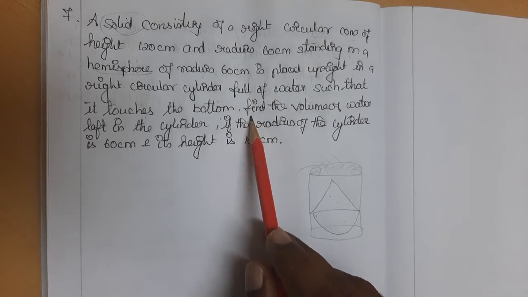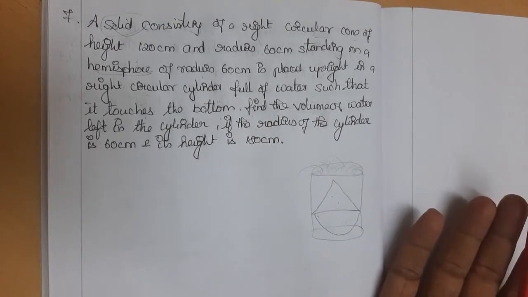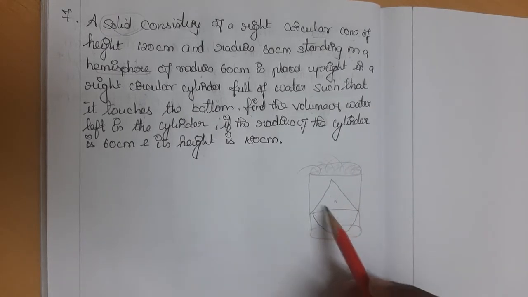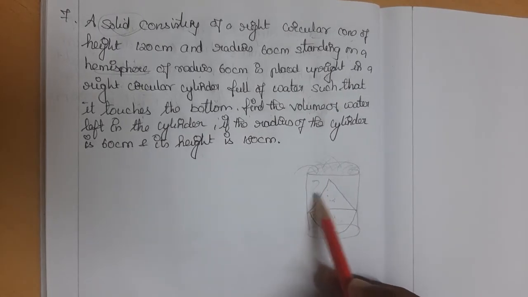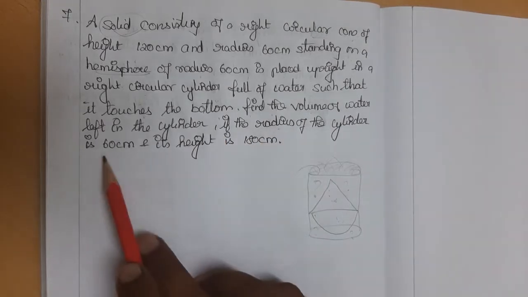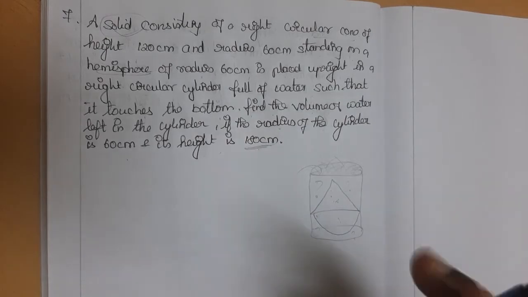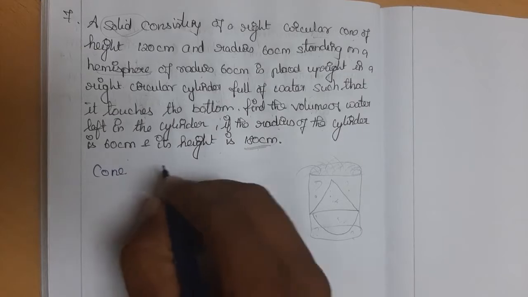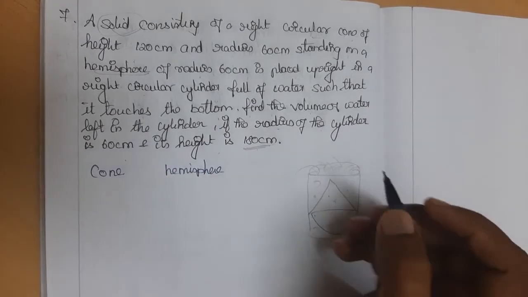So what we have to find is the volume of water left in the cylinder. The volume of this solid is the volume of the water spilled, so if we subtract it from the cylinder, that is the water left. If the radius of the cylinder is 60 centimeter and height is 180 centimeter, so here three shapes are there: one is the cone, another is the hemisphere, and another is the cylinder.